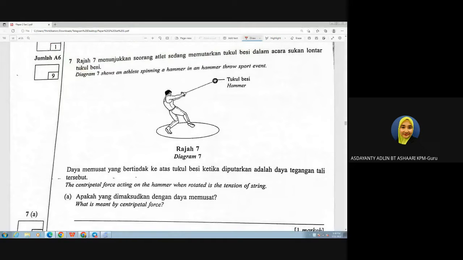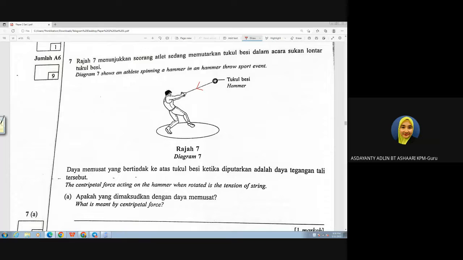Okay, number 7. Diagram 7 shows an athlete spinning a hammer in a hammer throw sport event. So the centripetal force acting on the hammer when rotated is the tension of the string. So dekat sini inilah dia punya centripetal force. Okay, so what is meant by centripetal force?